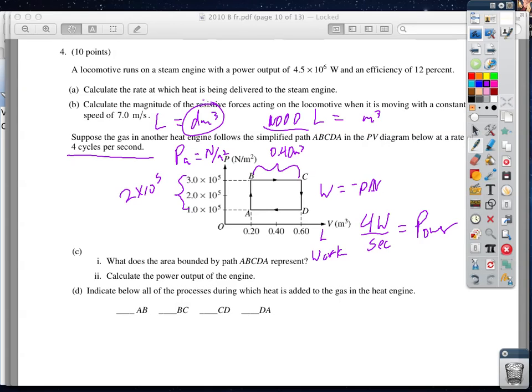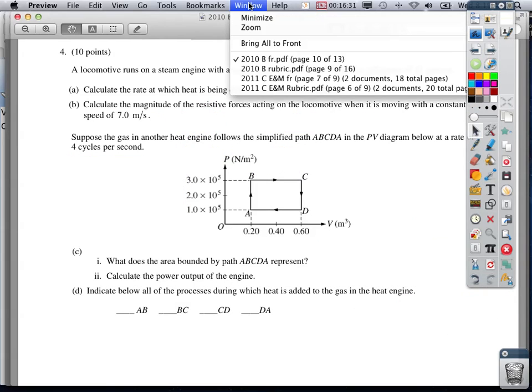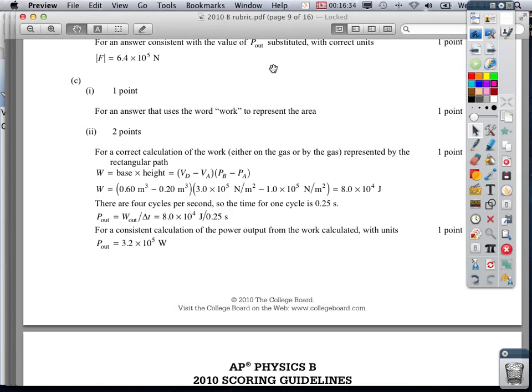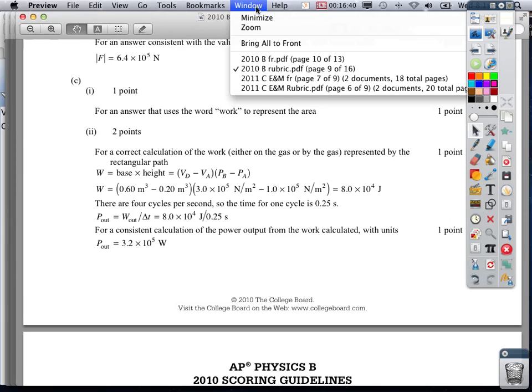But since this is cubic meters and pascals, I can just multiply. And so I get 0.8 times 10 to the fifth, so that'd be 8 times 10 to the fourth, right? And so that's going to be 4 times 8 times 10 to the fourth per second, or 32 times 10 to the fourth watts. At least that's what I'm thinking. Let's see if I'm right. Yeah, 32 times 10 to the fourth is the same thing as 3.2 times 10 to the fifth. So we're good there.